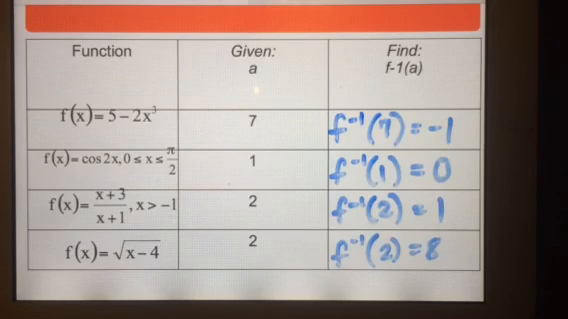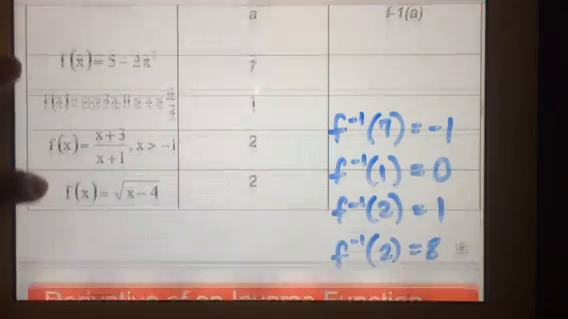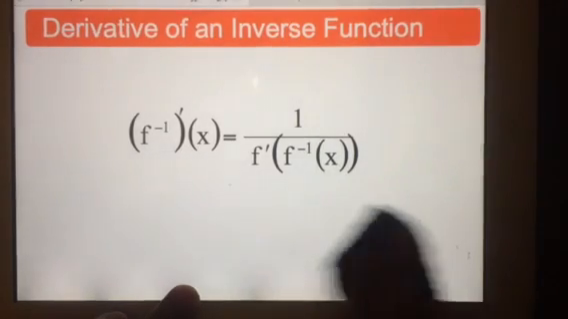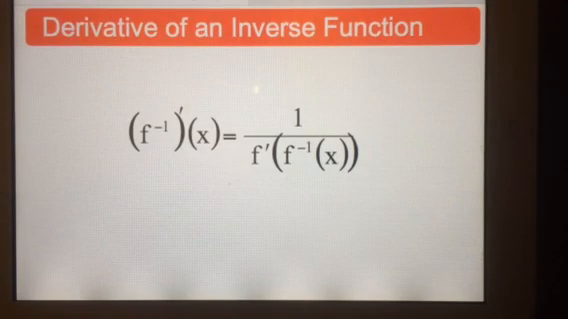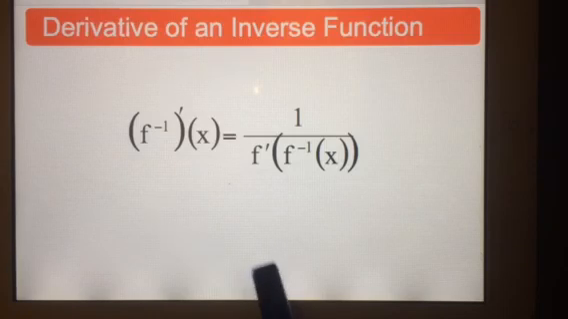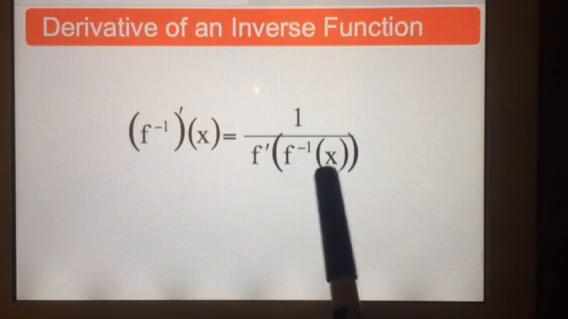Now that we are able to evaluate an inverse function, we are ready to find and evaluate the derivative of an inverse function. And for us to do that, we will need a formula. The formula is the following. So here's the formula for the derivative of an inverse function. It's going to be 1 over f prime of f inverse of x.